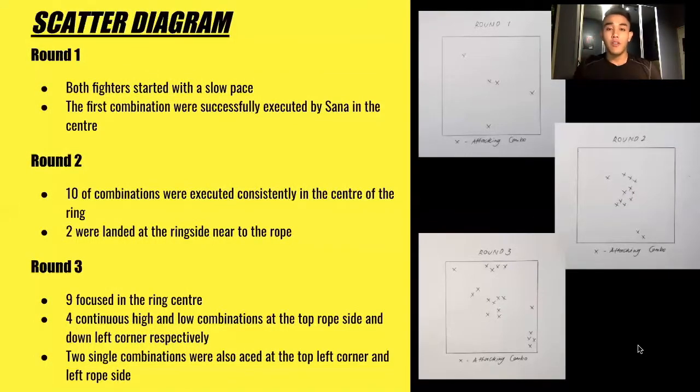Thank you. For the first part of the notational analysis, a scatter diagram was drawn for each round, with the performance indicator of attacking combinations marked as X plotted in the diagram. This is to show significant areas where the winner of this match, Sami Sana, tended to attack his opponent with multiple striking combinations.